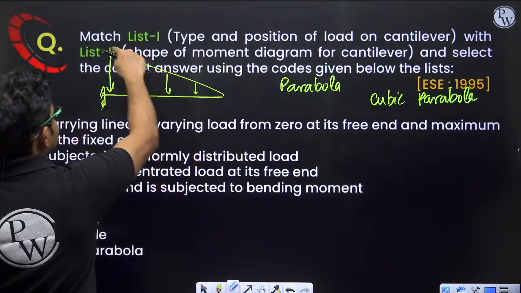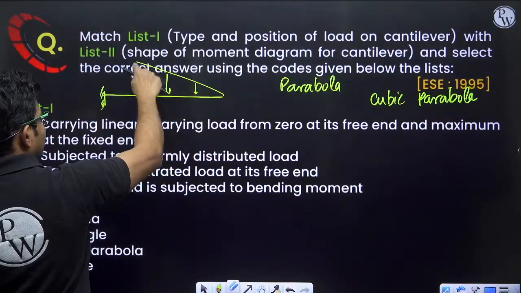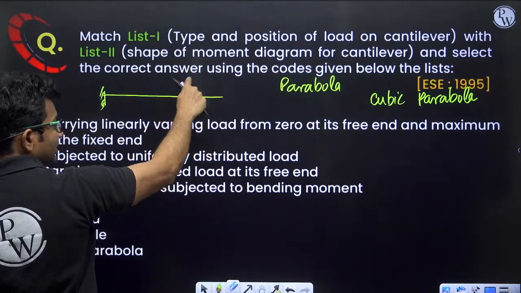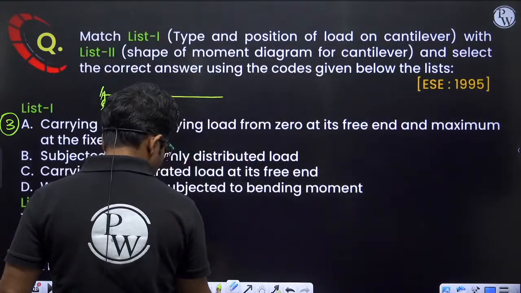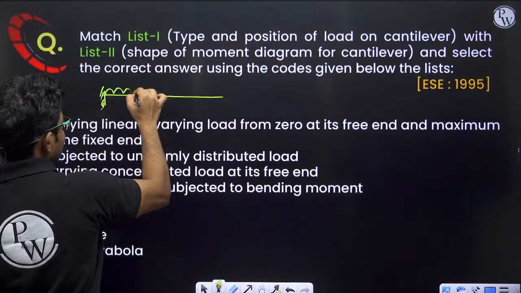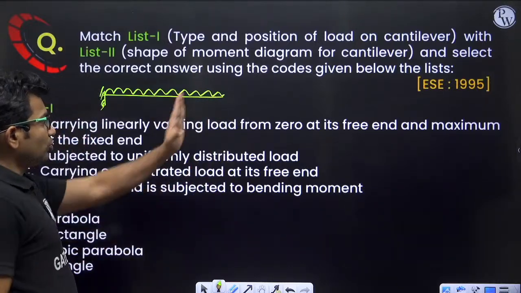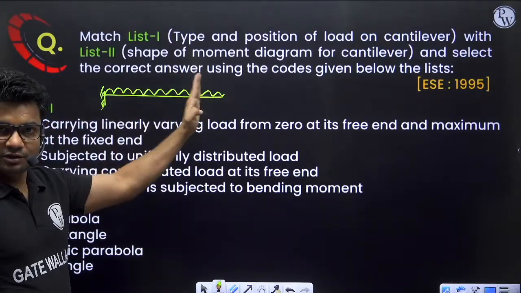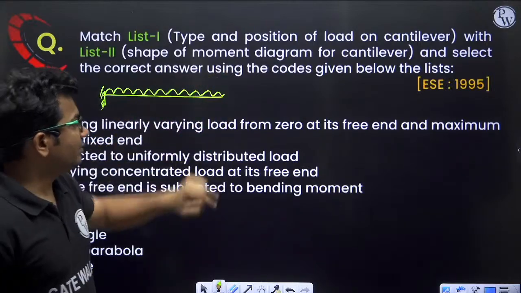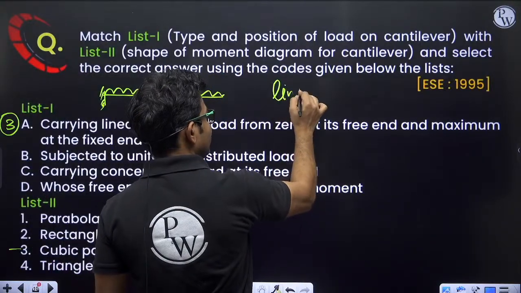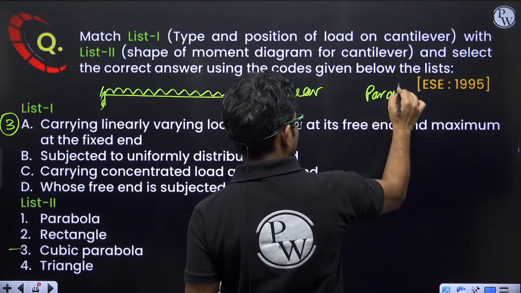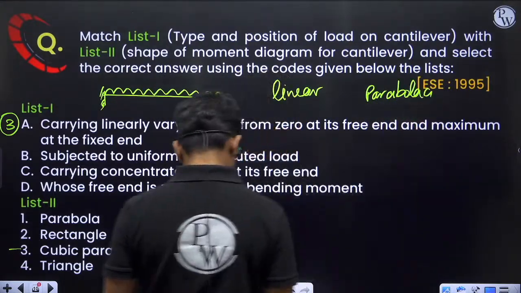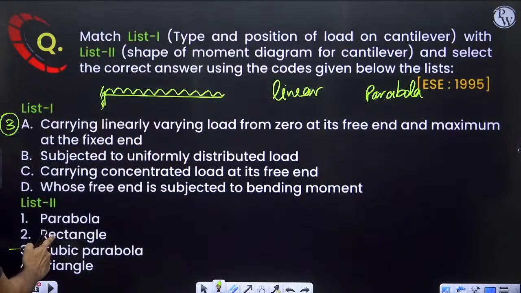If my cantilever beam is subjected to uniformly distributed load like this, what will happen? The load throughout the beam is constant. So 1 degree higher will be linear. So the shear force diagram will be linear and the bending moment diagram will be a parabola. Okay. So B will be having 1.